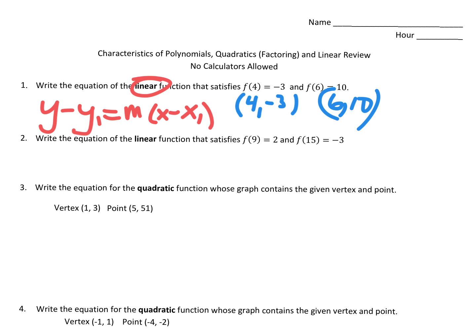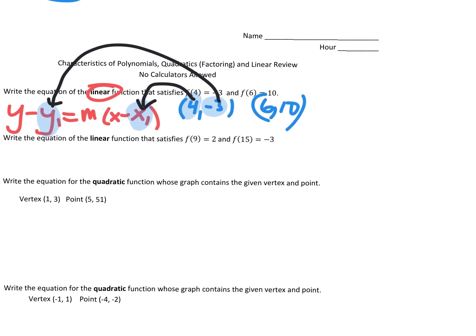Now I'm going to highlight a couple spots that are the key spots. That and that is where the point goes. So like, here's my x and y. The y goes where the y is. The x goes where the x is. And then you got to remember how to find slope. The slope would be 10 minus negative 3. See where I got that? Over 6 minus 4. That's your slope.